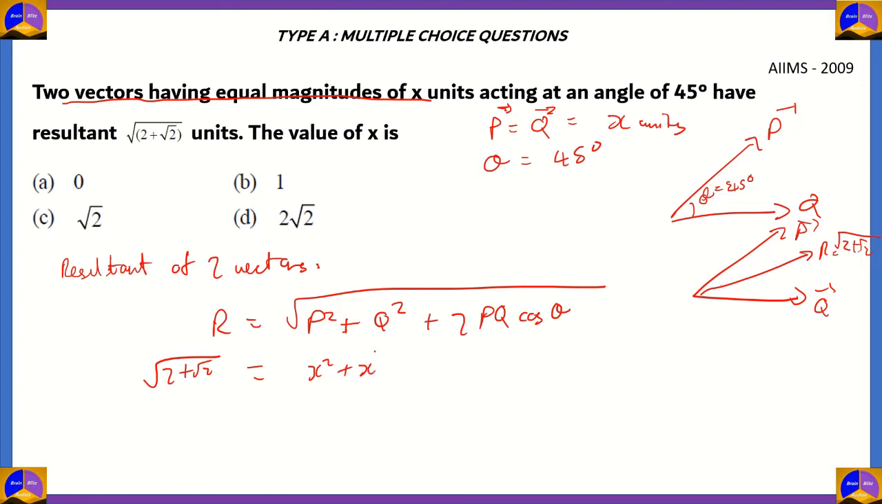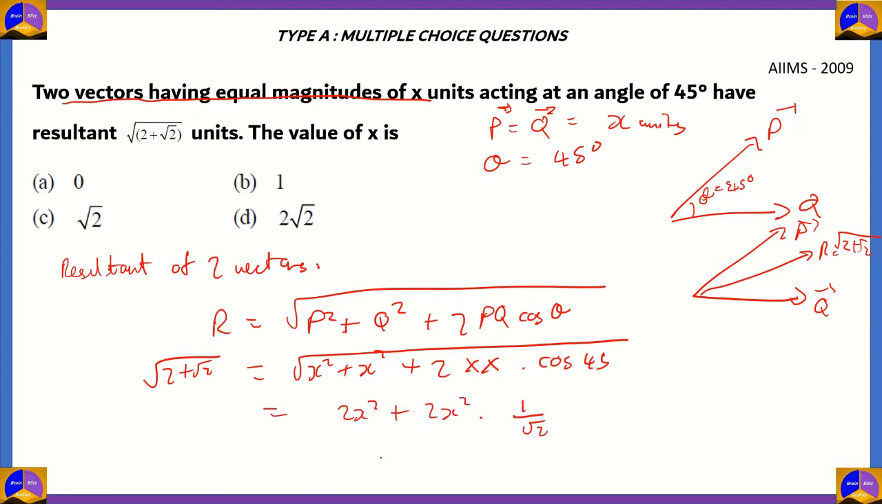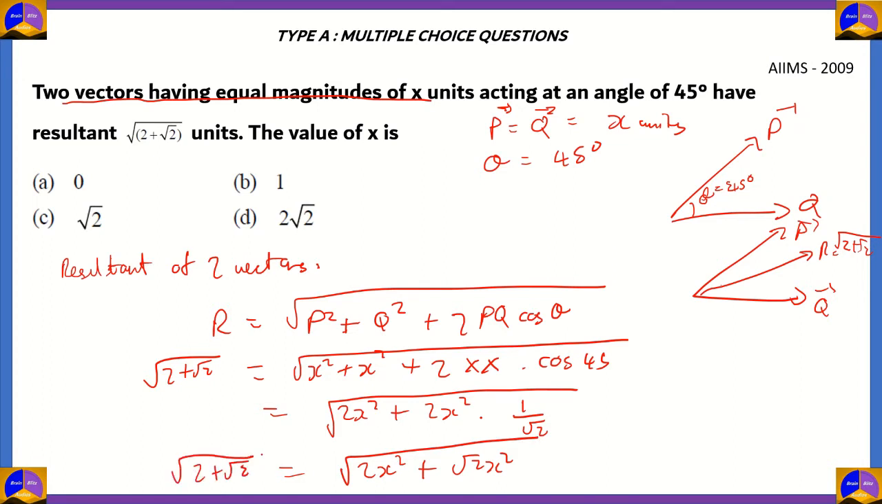So x squared plus x squared plus 2 times x times x times cos 45. That will be equal to 2x squared plus 2x squared times 1 by root 2, all of that under a root. So therefore, you'll get the root of 2x squared plus root 2 x squared. This is the equation that we get. On squaring, you'll get 2 plus root 2 equals 2x squared plus root 2 x squared.